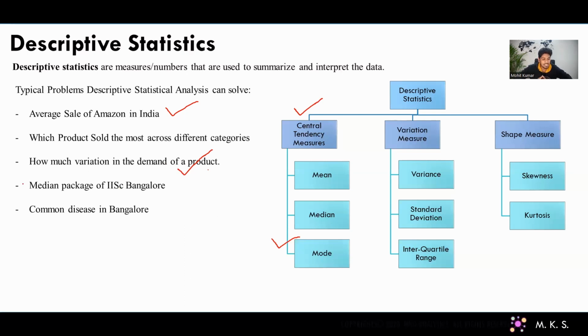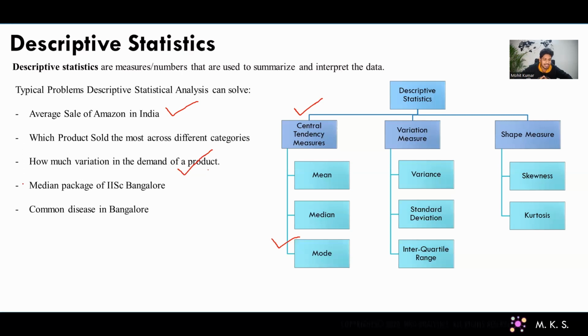Then the median package of IISc Bangalore. We always talk about the median package. This is the suggestion when you are looking at the placement or the package you will get from any university or any college: I would suggest you always go ahead with the median value rather than the mean value. Now there is a reason behind it. Just think about it. I will talk about that in this video subsequently, right?